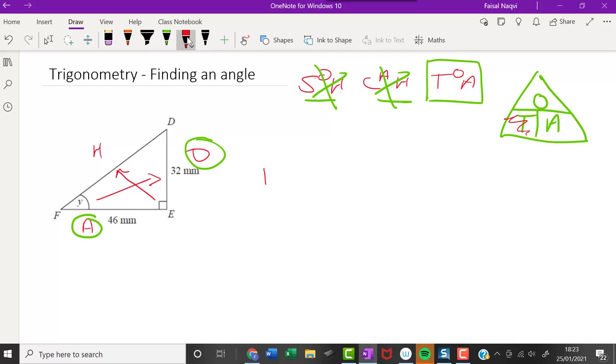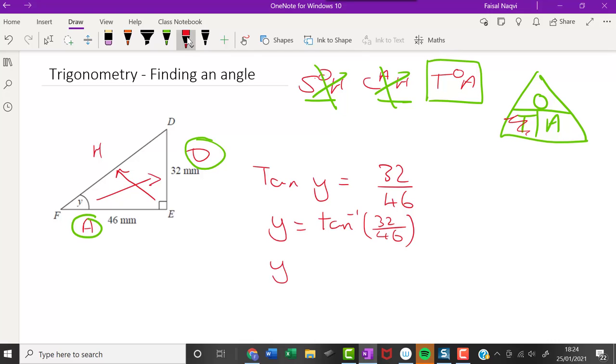So if I write that out, the tangent of the angle y equals my opposite, which is 32 millimeters, divided by 46 millimeters. But that gives me the tangent of y. I don't want the tangent of y, I want y. I have to do the inverse tangent on both sides. So that becomes y equals tan to the power minus 1, that's the inverse tangent of 32 over 46. So I just put that into the calculator, and that gives me y is 34.8 degrees, because remember you're looking for an angle, to 3 significant figures.